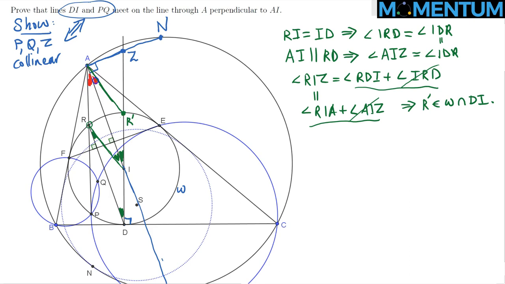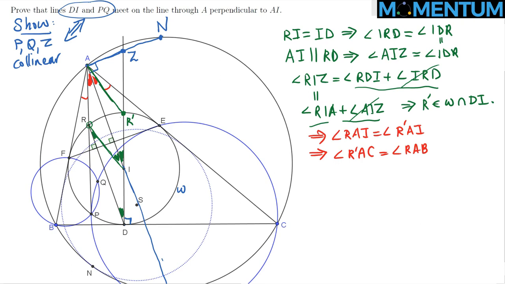But if those two top angles are equal, further implying that angle RAI is equal to angle R prime AI, that would imply that the other parts are also equal to each other. So further implying R prime AC is congruent to RAB. But earlier, recall our mixtilinear incircle construction.